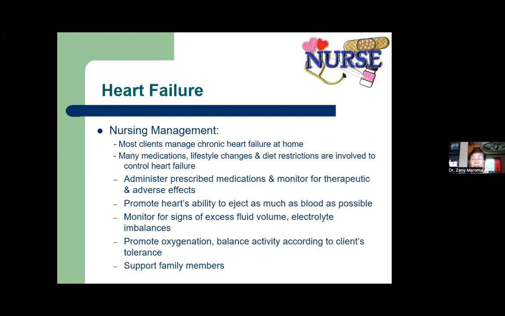Promote oxygenation, balance activity according to client's tolerance. Okay? So, as much as possible, the patient is placed on complete bed rest. Pero kung simply maglalaba lang siya, napapagod, so ibig sabihin, hindi pa niya kayang maglaba. Okay? And we have to support family members. Kasi kailangan ng support na din talaga ng family members. No? Hindi pwedeng mag-isa lang ang pasyente na dealing with his own care.